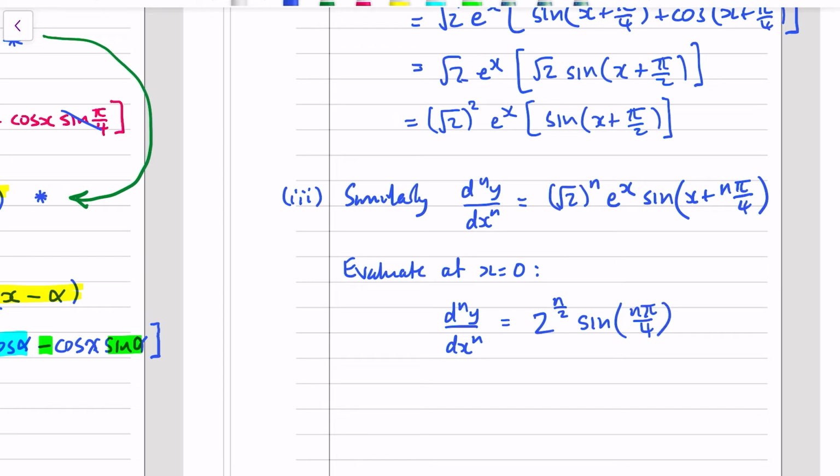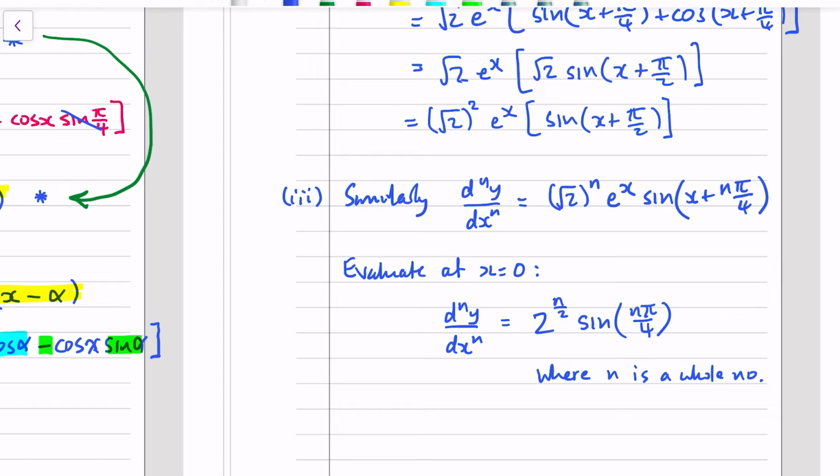But because n is a whole number, we're talking about derivatives here. So we're not talking about fractional derivatives and fractional calculus, although that is a very interesting area of mathematics if you want to Google it. We're just talking about the first derivative, second derivative, and so on. These things sort of bounce around because of the sine function repeating.